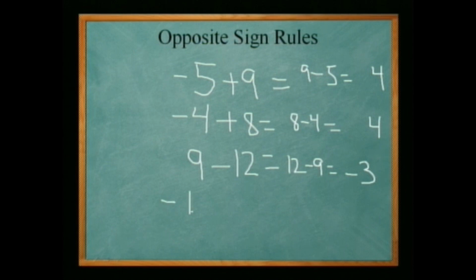Now if I look at negative 15 plus 8, I'm going to take the larger number 15, take away the smaller 8, which gives me 7. Now 15 is the larger number, 15 versus 8, and 15 is negative, so the answer is going to be negative. So negative 15 plus 8 is negative 7. And if you want to check, you can use these on a number line, and you can see how it works.